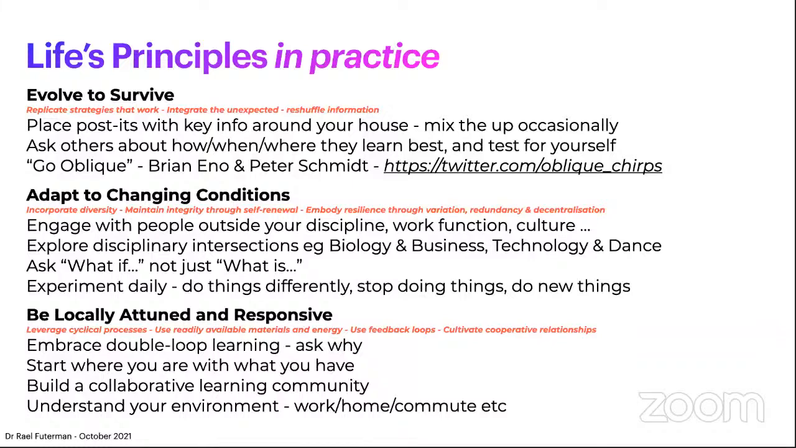Use readily available materials and energy, use feedback loops, like I was saying, cultivate cooperative relationships. So embrace double loop learning, and be aware of when we're actually just doing single loop learning. My thinking about single loop learning is that it's so pervasive, even in fantastic ways of working. If we look at agile, build, test, learn, it's a fantastic approach to refining an idea, but it's very much aligned with single loop learning. It's about refining as opposed to defining. And I think we need to build this double loop learning into our workplaces as well.